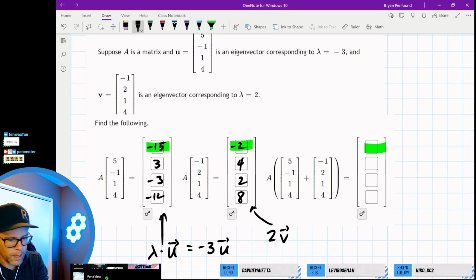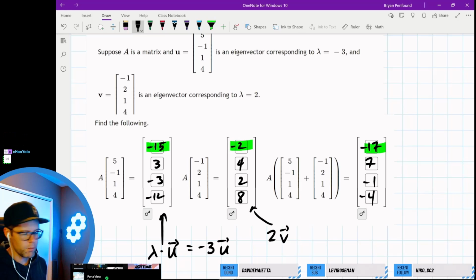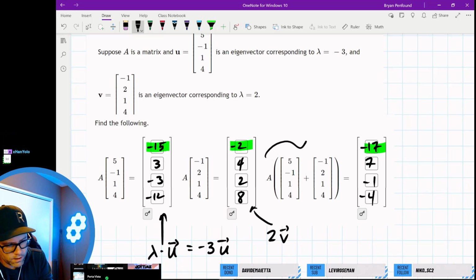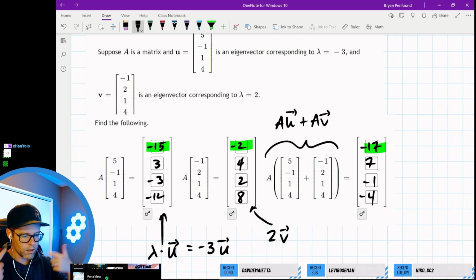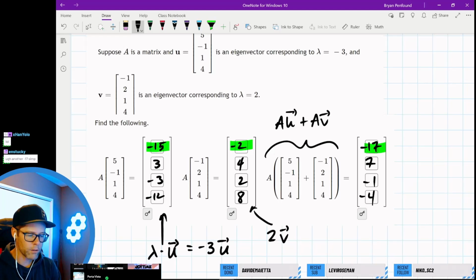So negative 15 minus 2 would be negative 17. 3 and 4 is 7. Negative 3 plus 2 is negative 1, and then negative 12 plus 8 is negative 4. So yeah, we should be able to go component by component there, and that's because A times this is really just A times u plus A times v. So we know what those vectors look like. They're the two vectors that we've calculated, so we can just add those two vectors together to get our final answer.